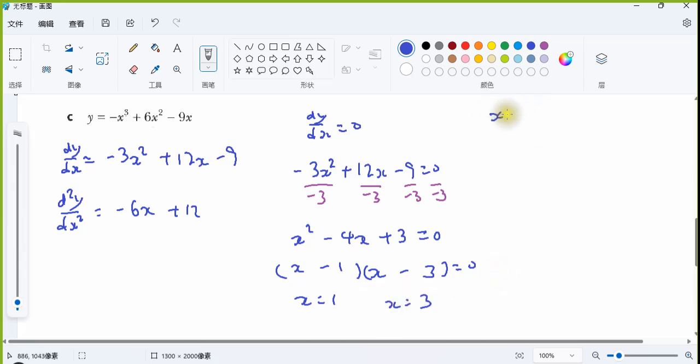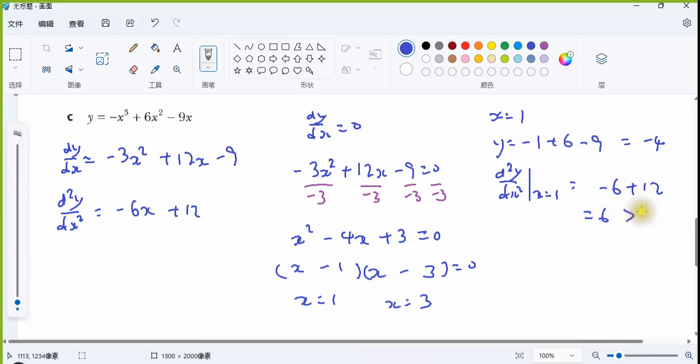So when x equal to 1, y equal to negative 1 plus 6 minus 9. So it is negative 4. And the second derivative will be negative 6 plus 12. It is 6, greater than 0. So it is a minimum. So we have (1, negative 4) is the minimum point.